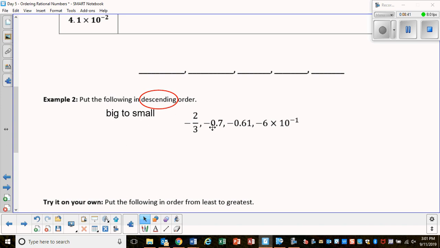So, we have our numbers. Negative 2/3, negative 0.7, negative 0.61, and negative 6 times 10 to the negative 1. They're all negatives. So we got to keep in mind about the number line.